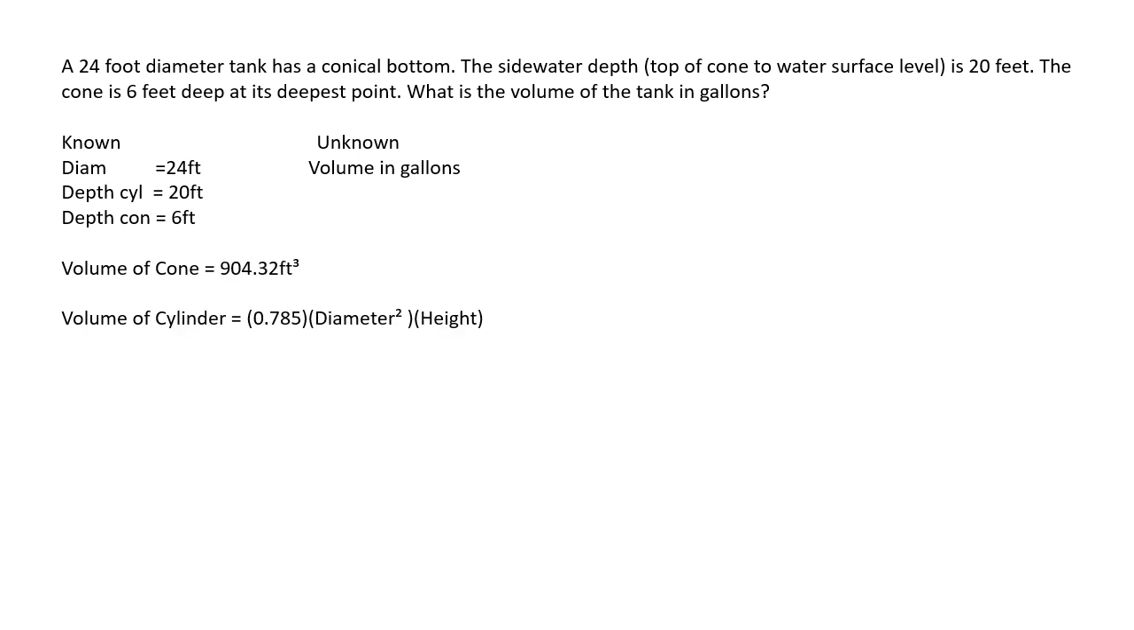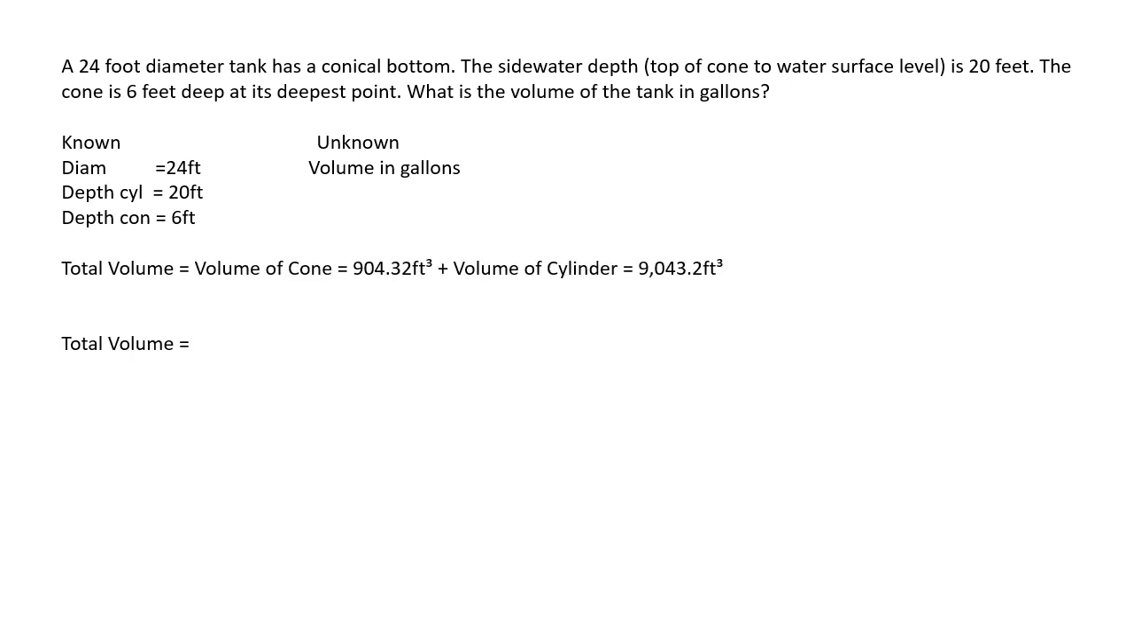So now we need to solve for the volume of the cylinder. Volume of a cylinder is 0.785 times diameter squared times the height. Everything's in feet, so we can plug it in. So 0.785 times the diameter of 24 feet squared times 20 feet. Do your multiplication, and you get 9,043.2 cubic feet. And now we can add the volume of the cylinder to the volume of the cone, which was 904.32 cubic feet. So 904.32 cubic feet plus 9,043.2 cubic feet will give you the total volume.